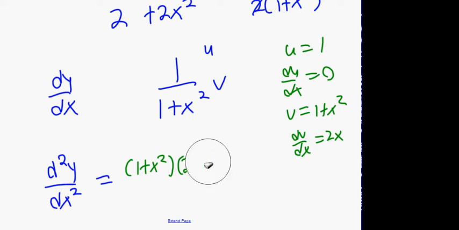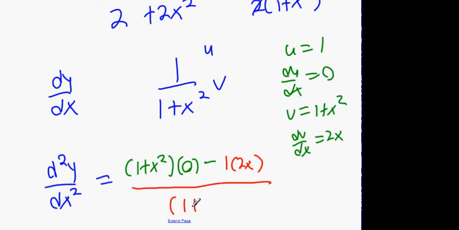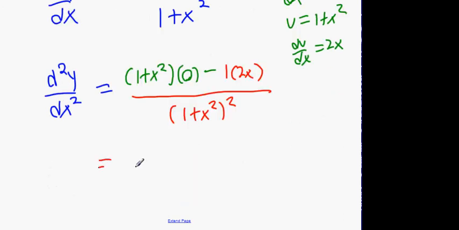Okay, 1 plus x squared times... oh sorry, my bad, times 0. And if it's times 0, it doesn't exist. And then it's going to be 1 times dv/dx, which is 2x, and that's all going to be divided by (1 plus x squared) squared. The answer for the second derivative is minus 2x over (1 plus x squared) squared.